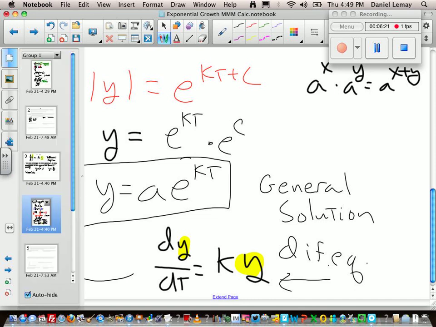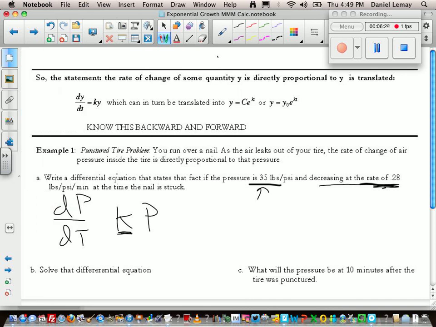Okay, so here's the first problem. They say to write a differential equation that states that fact. Well, here's a differential equation. They're telling me some extra information, and some not extra information. They're telling me that this is dP/dt when the pressure is 35 pounds. So I think this is the answer to that question, okay?